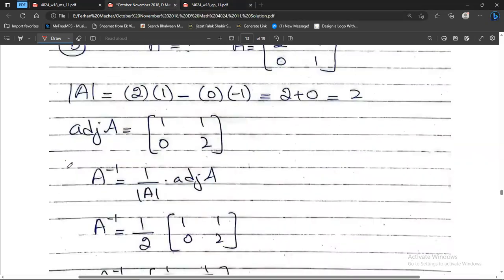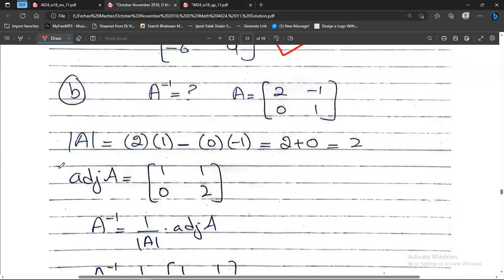Okay, so here, first of all, I will find the determinant. You multiply these two terms with each other, and then you multiply these two terms. So you will have 2 into 1 minus 0 into minus 1. That will be 2 plus 0, and that will be 2. Then I will find the adjoint. In the adjoint, I will change their location and I will change their sign.